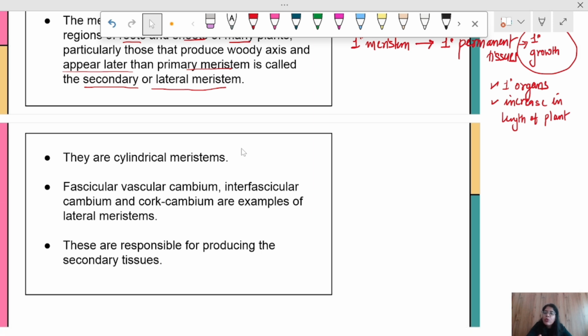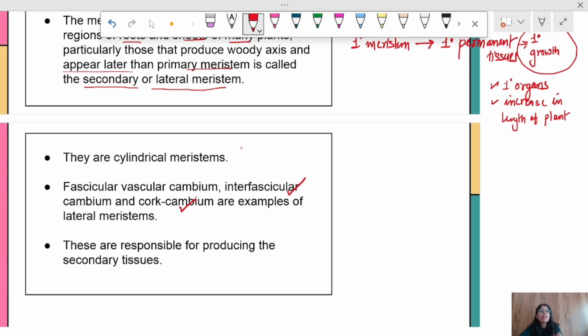So fascicular vascular cambium, interfascicular cambium, and cork cambium. Please remember these three examples: fascicular vascular cambium, interfascicular vascular cambium, and cork cambium. These are the three examples of secondary meristem. But I would like to correct here: interfascicular cambium is correct, cork cambium is correct, but fascicular vascular cambium is actually primary in origin, though function wise it is secondary.